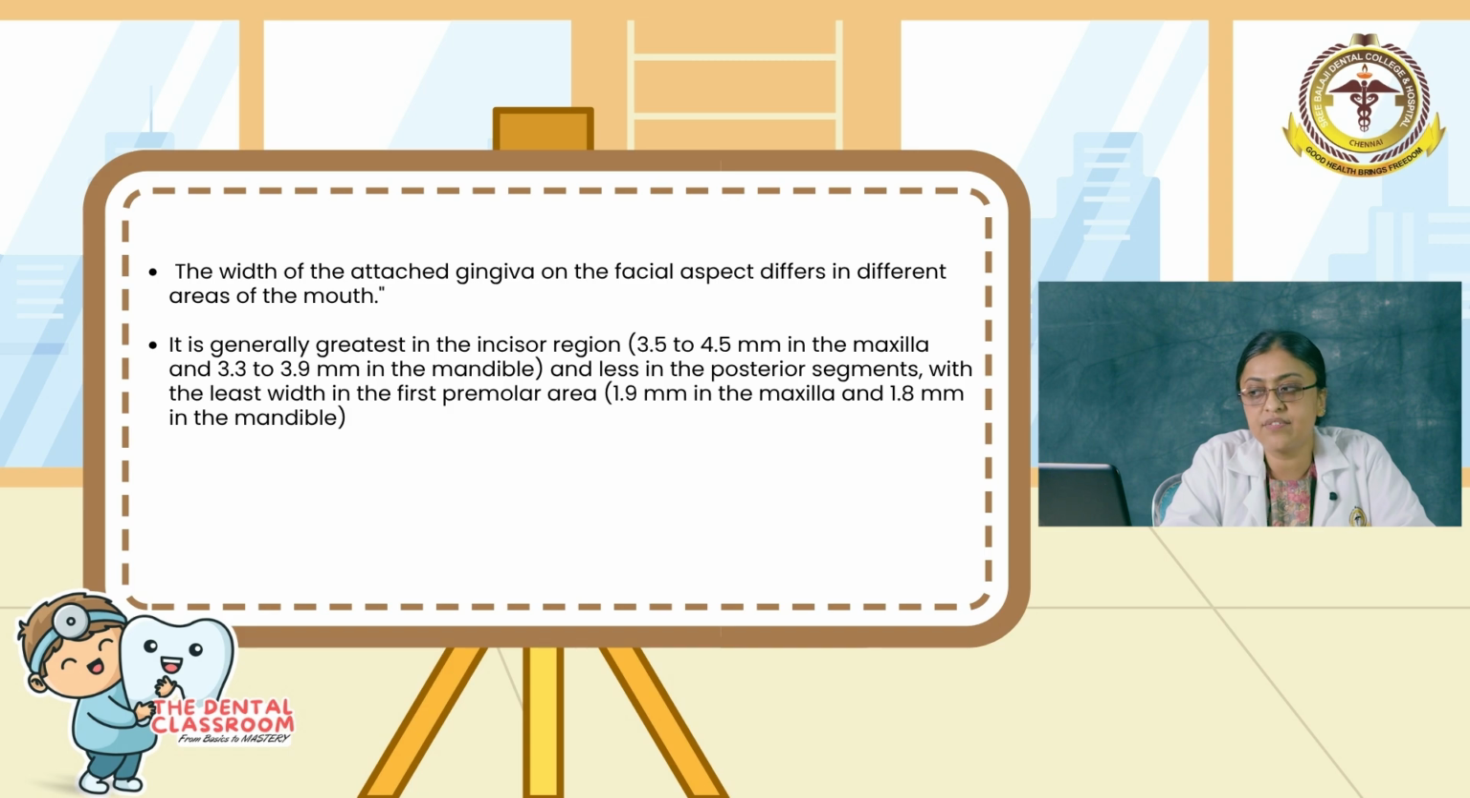The width of attached gingiva on the facial aspect differs in different areas of the mouth. Generally, it is greatest in the incisal region, that is 3.5 to 4.5 mm in the maxilla and 3.3 to 3.9 mm in the mandible, and less in the posterior segments, with the least width in the first premolar region, 1.9 mm in the maxilla and 1.9 mm in the mandible.